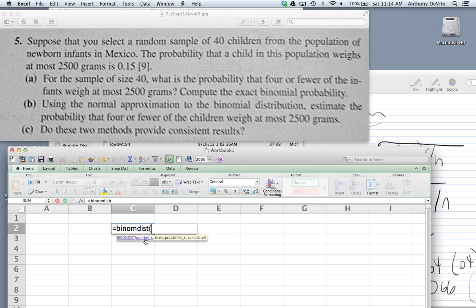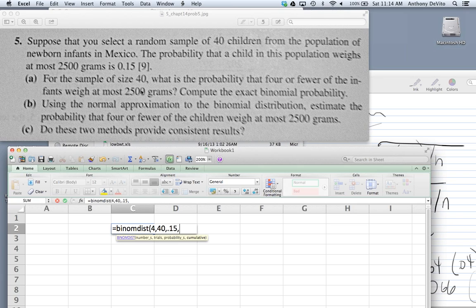The number of successes, where we're saying, what's the probability of getting 4 or fewer? Well, number of successes then is 4, comma. The number of trials is the sample size, which is, they told us for part A, is 40, sampled 40 children. The probability that any particular child is underweight, well, that's 15%, 0.15, comma, and now I have to decide whether to say true or false for cumulative.